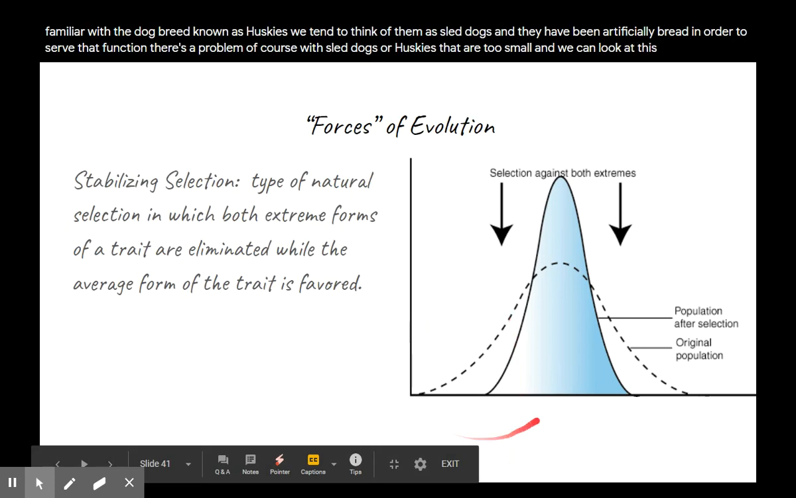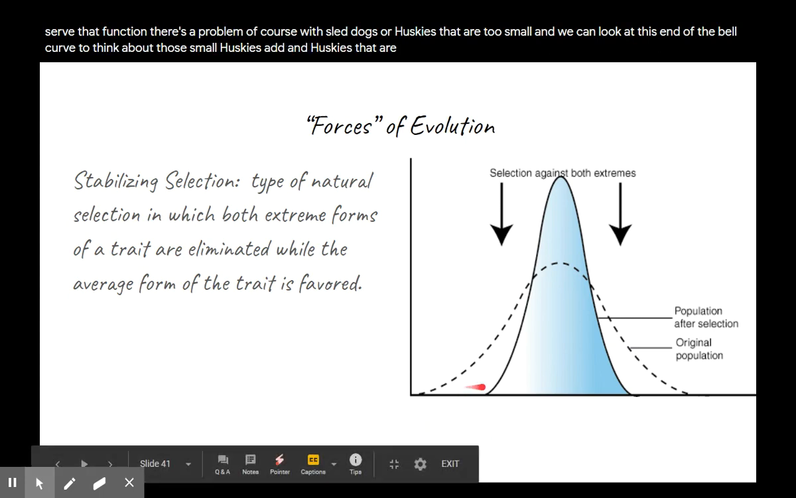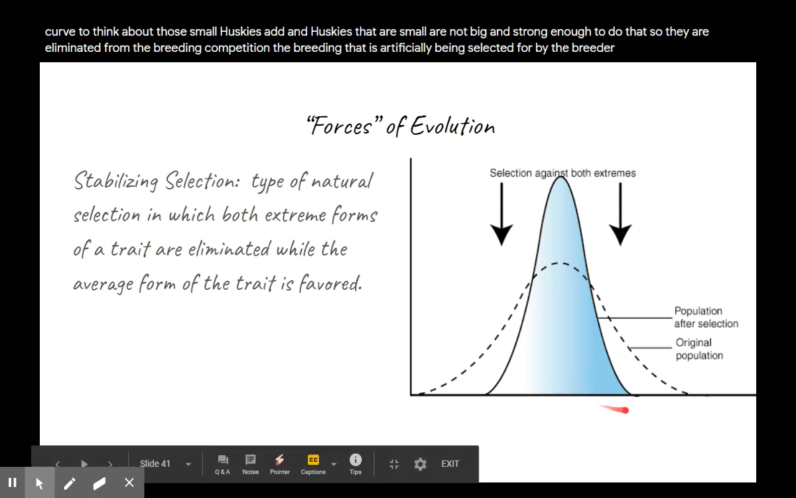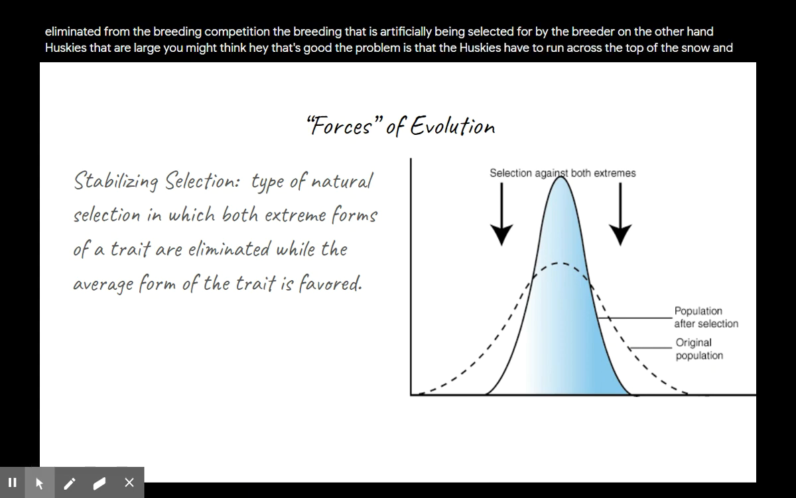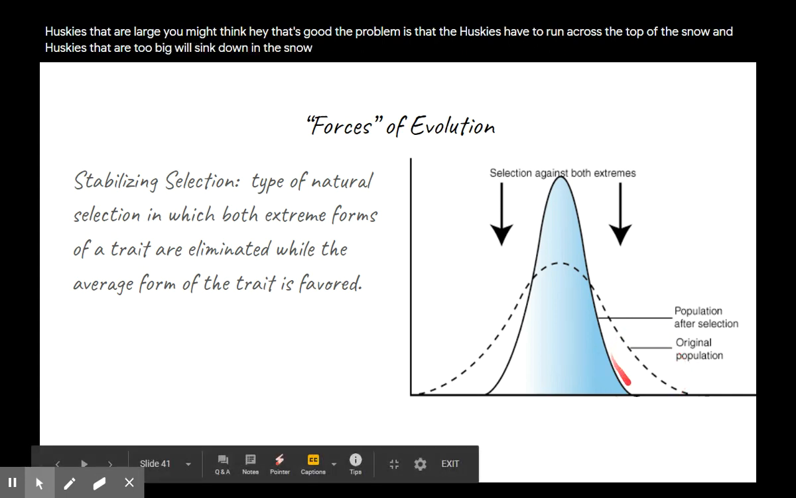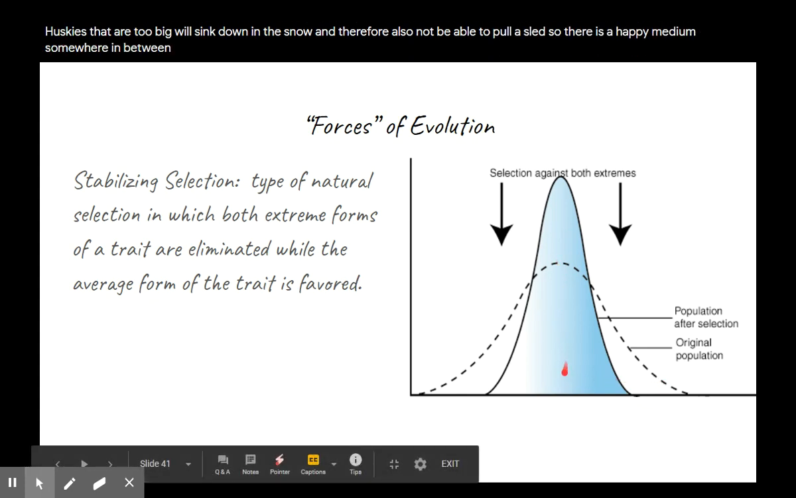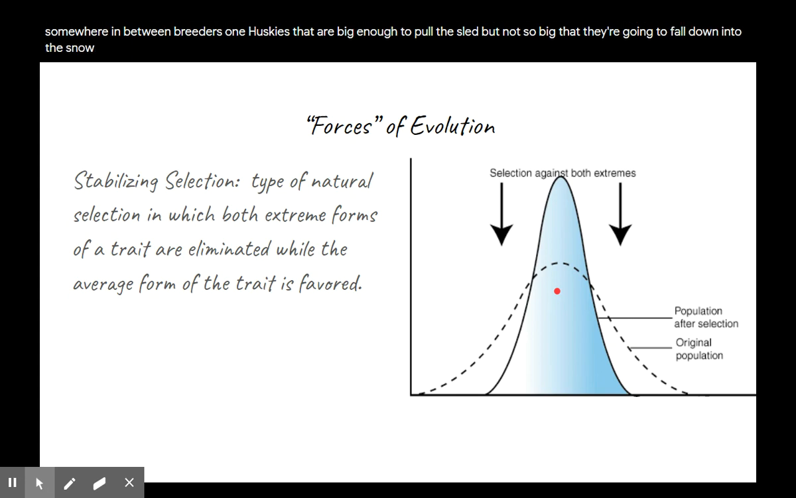And we can look at this end of the bell curve to think about those small Huskies. They're too weak. They need to pull a sled, and Huskies that are small are not big and strong enough to do that. So they are eliminated from the breeding competition, the breeding that is artificially being selected for by the breeder. On the other hand, with Huskies that are large, you might think, hey, that's good. The problem is that the Huskies have to run across the top of the snow, and Huskies that are too big will sink down in the snow and therefore also not be able to pull a sled. So there is a happy medium somewhere in between. Breeders want Huskies that are big enough to pull the sled, but not so big that they're going to fall down into the snow. So again, an example of a stabilized situation.